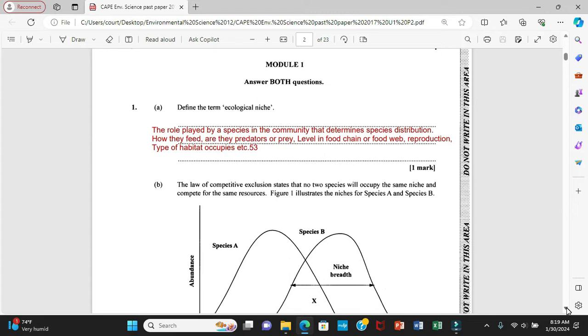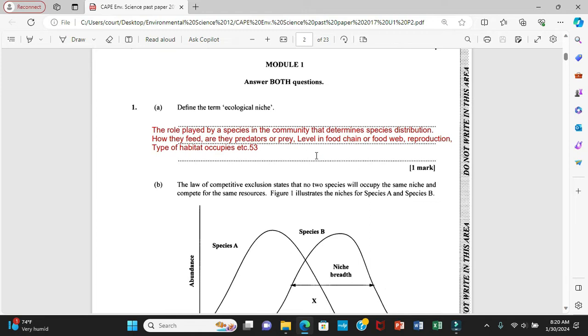Alright, ecological niche. The role played by a species in the community that determines species distribution. In short, we could just say the role played by a species in the community. Alright, the role they play. Now, to be more detailed, which I would suggest you do, you say, for example, how they feed, are they a predator or prey? What level are they in the food chain or food web? How they reproduce. What type of habitat do they occupy? All of that would be an example of the role the organism plays in the environment.